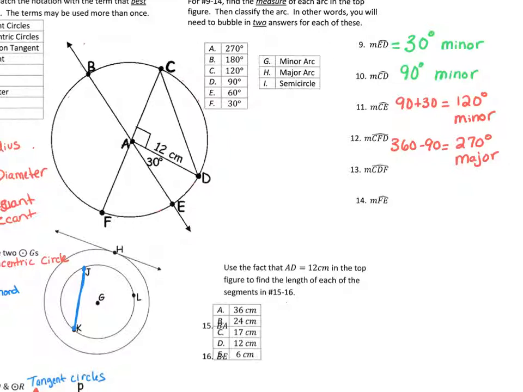The next one it's asking us for is CDF. So we start at C. We go to D. And we end at F. If you notice, it's a half of a circle. And so a half of a circle is 180 degrees. So we name that a semicircle.